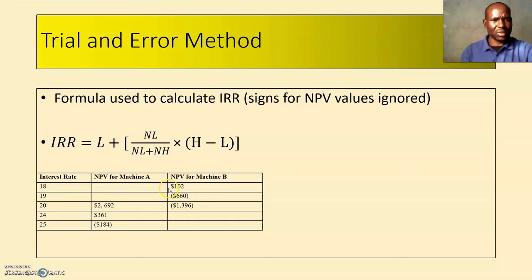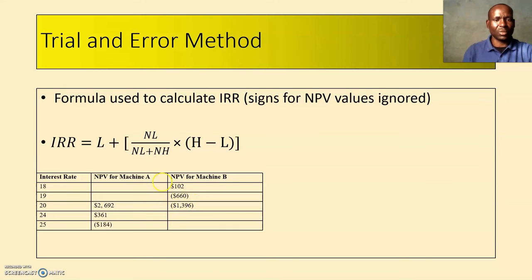Then, for the sake of illustrating what I've just gone through, if we look at machine B, we have $102, and this is associated with 18%. Of course, 18% is the lower discount rate. So $102 is the NPV at the lower discount rate. And then we've got 19%, which is the higher discount rate, and negative $660 is the NPV at the higher discount rate. So that is how you use that formula when you're working out.